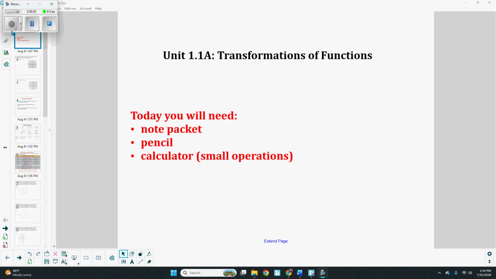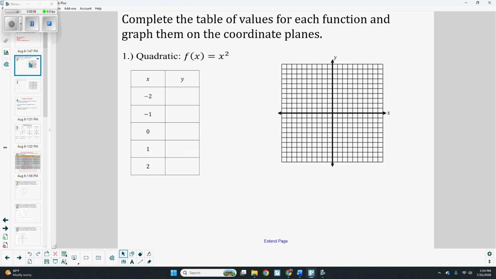Our first lesson is on the transformations of functions. So to do that, we're going to talk about some parent functions, and one is the quadratic function, and the most basic form of that would be f of x equals x squared, or y equals x squared.